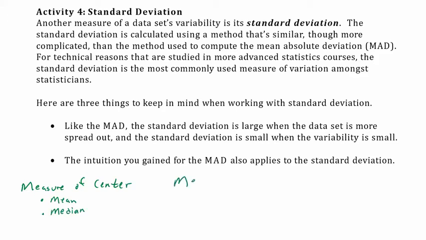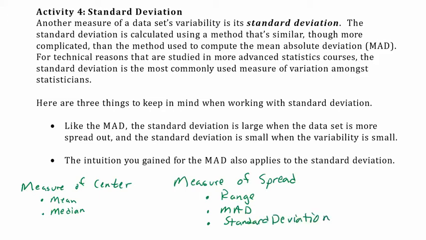Now we've talked about measures of spread. These are values that can tell us something about how far spread out the data is. So far we have range and the MAD, which is the mean absolute deviation. We're going to add to our list of measures of spread with something called the standard deviation.